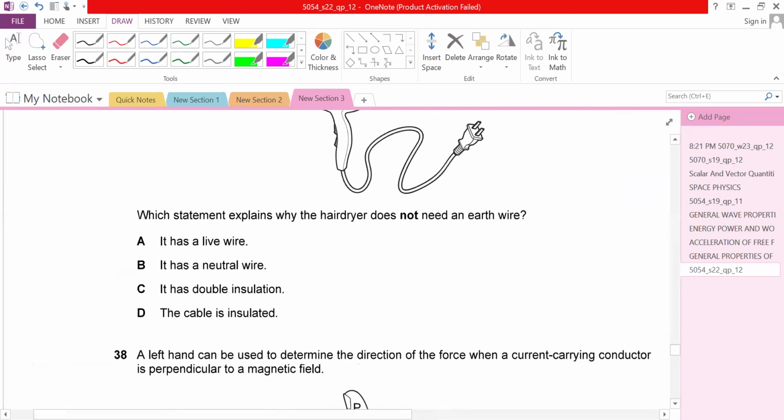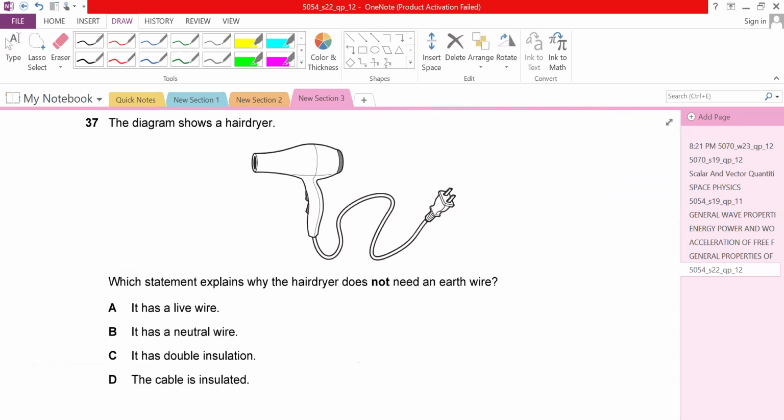Question number 37. The diagram shows a hair dryer. Which statement explains why a hair dryer does not need an earth wire? Is it because it has a neutral wire? No. It has a live wire? No. It has double insulation? Yes. C option.